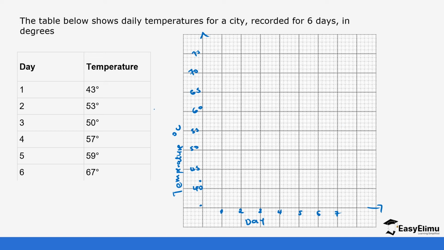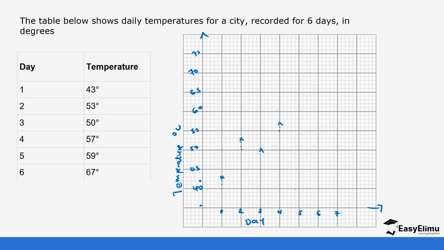So in day 1, it was at 43 degrees Celsius. So this is 40, 41, 42, 43. It's here. And then day 2, 53 degrees Celsius. So 50, 51, 52, 53. And then day 3 at 50 degrees Celsius. And then day 4, 57. So this is 55, 56, 57.